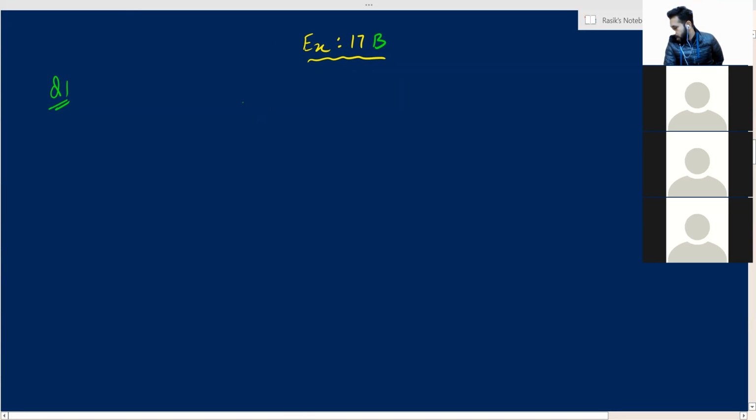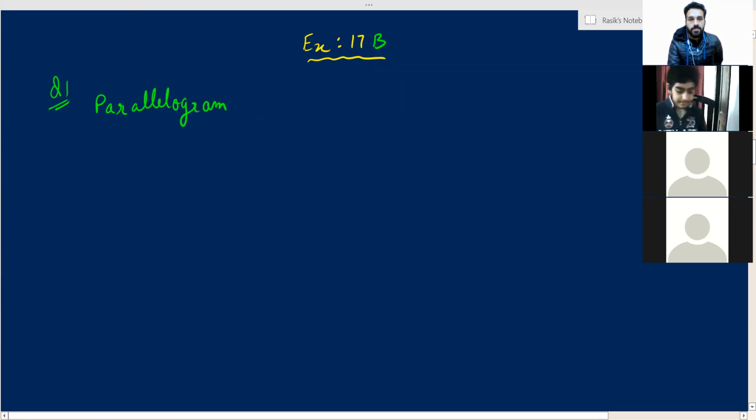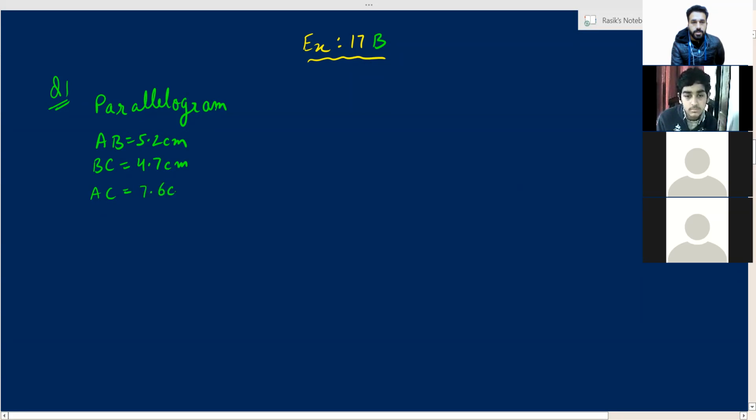Question 1, construct a parallelogram ABCD in which AB is 5 point. We have to construct a parallelogram. So please mention the name of the shape also. Parallelogram, because in all the questions we will be constructing different shapes. It is a parallelogram where side AB is 5.2 centimeters, BC is 4.7 centimeters, and the diagonal AC is 7.6 centimeters.